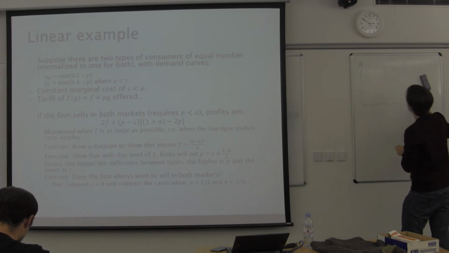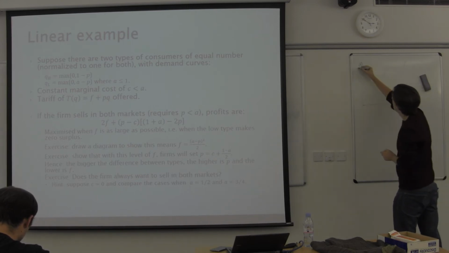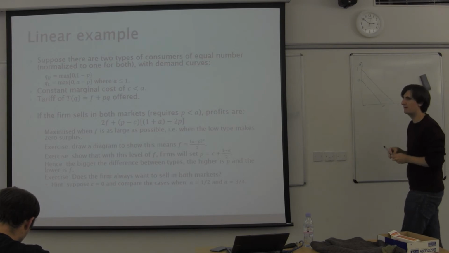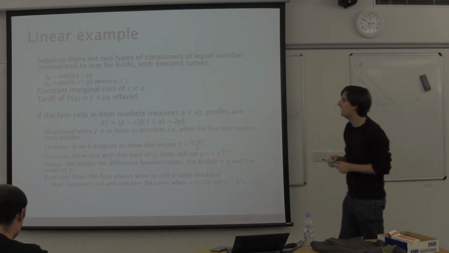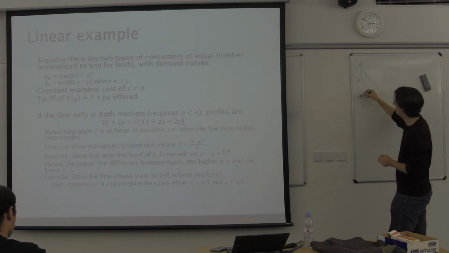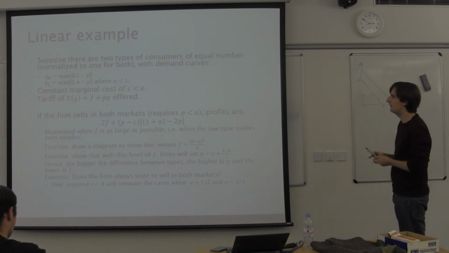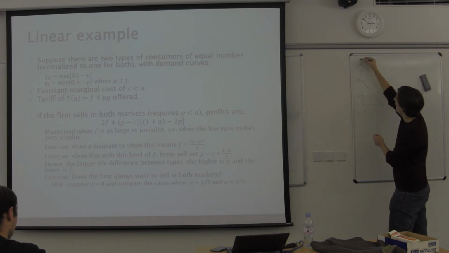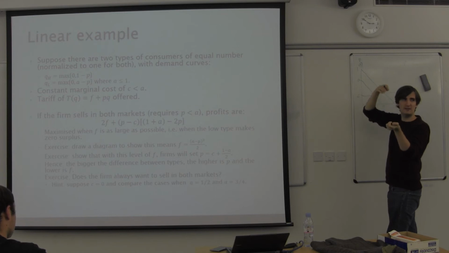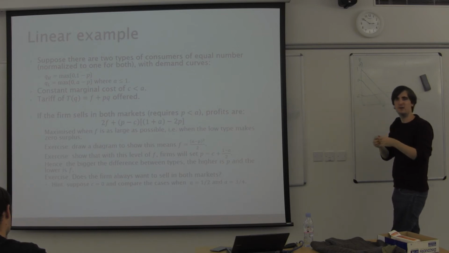so what do these demand curves look like? Okay, so this is what the demand curve looks like. So we've got marginal cost, which is somewhere around here. C is less than A. So if a firm sets a price that's less than A, then it can sell to both high value consumers, and low value consumers will demand the good at that price.